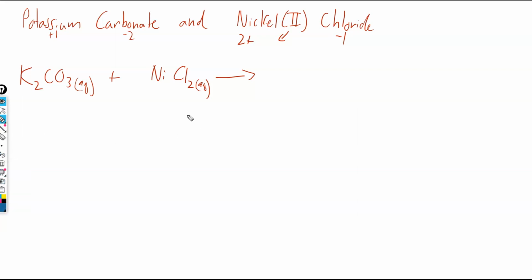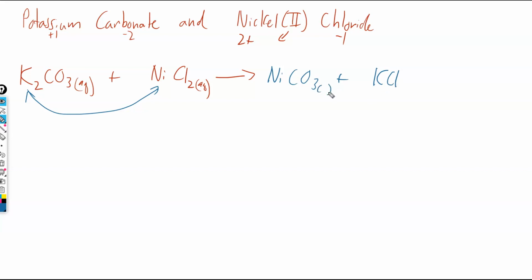Now we can finish our formula. So we know now that potassium and nickel will switch spots. Okay. So now I have nickel still 2 plus with CO3, which they're both 2s, so it's just a 1-to-1 ratio. Plus, now potassium with chloride, and same thing, it'll just be KCl because potassium is 1 plus, chloride is 1 minus.